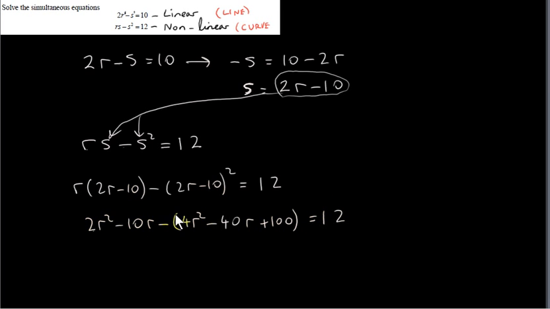Now we have 2r squared minus 4r squared. That's minus 2r squared. We have minus 10r minus minus 40r. Minus 10r plus 40r is plus 30r. Then we have minus 100.